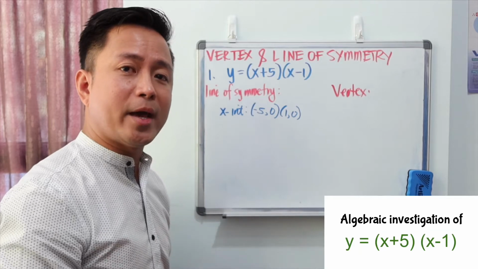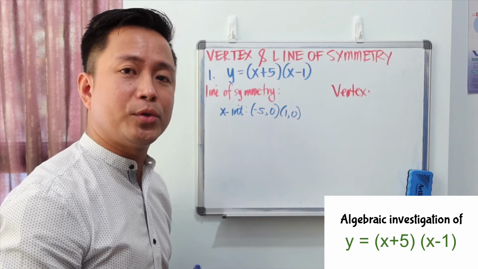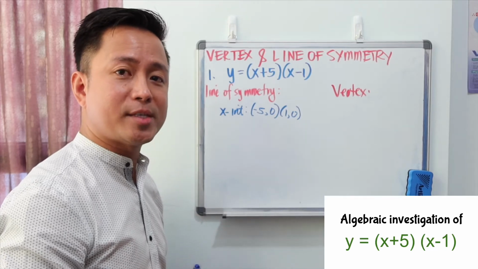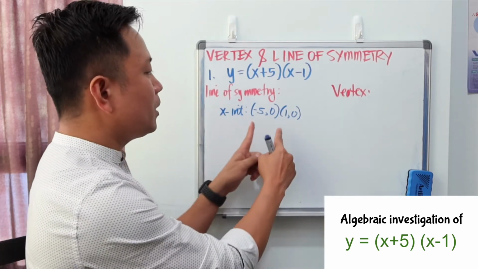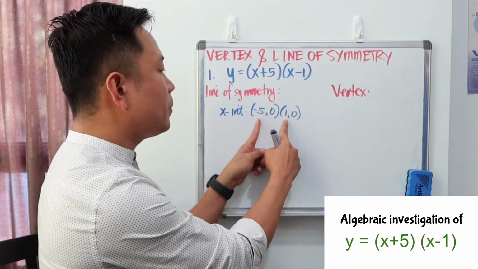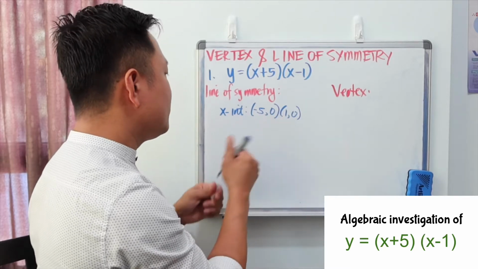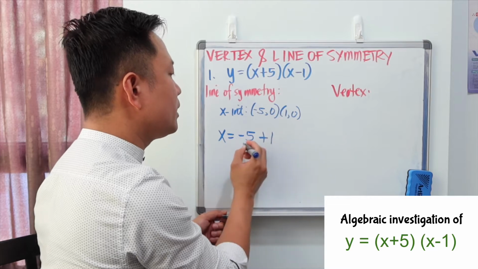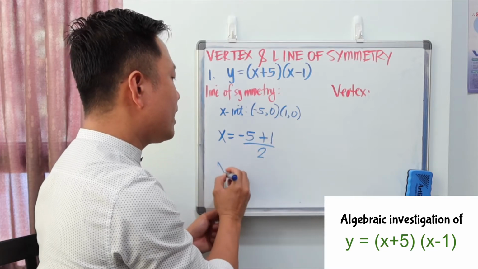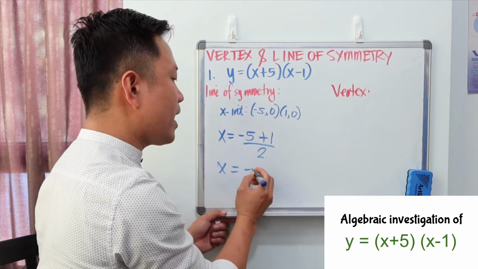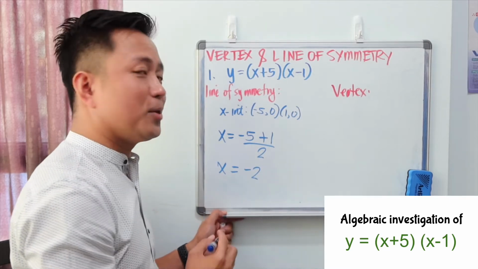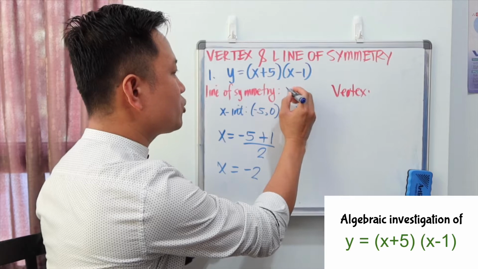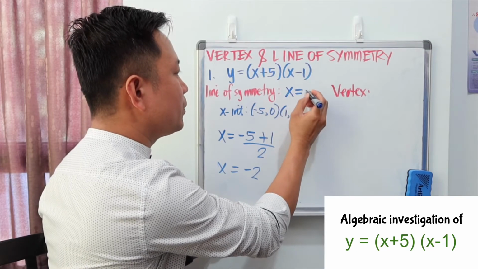We know that the line of symmetry will always pass through the vertex of the parabola, and it is halfway between the x-intercepts. So if we get the midpoint of negative 5 and positive 1, the midpoint is going to be (-5 + 1) divided by 2. That means the midpoint is negative 2, which is also the line of symmetry. So the line of symmetry of this quadratic function is x is equal to negative 2.